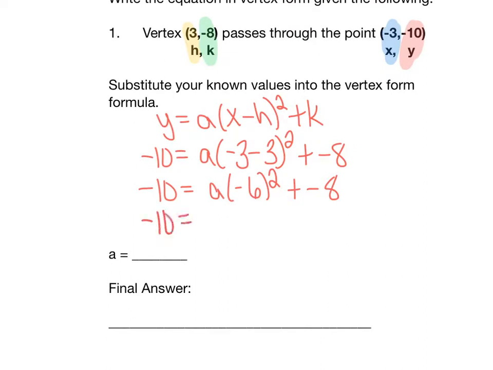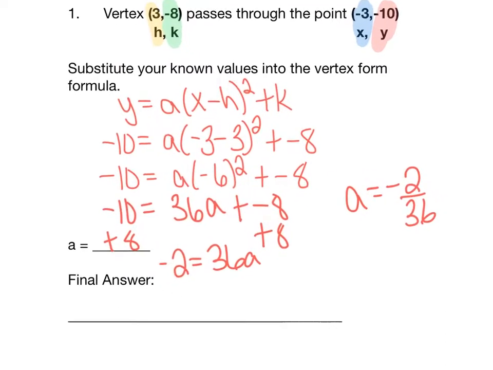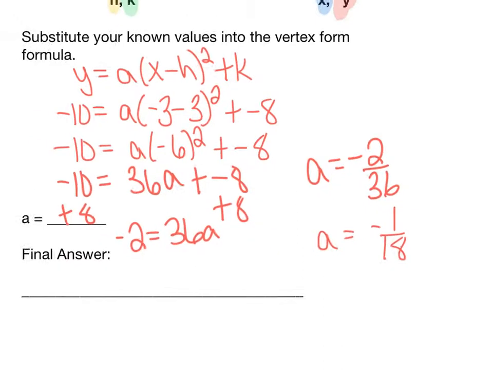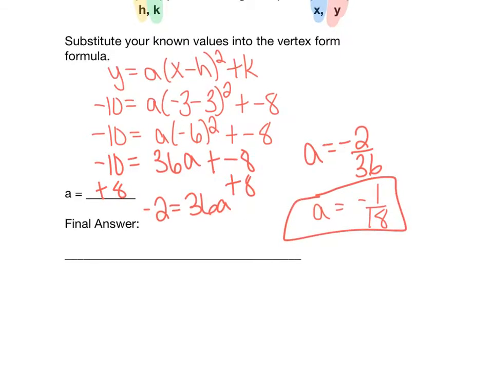-10 equals, if I square -6, squared is 36, so I'm going to go ahead and put that 36 in front of my variable, plus -8. If I add 8 to both sides, I get -2 equals 36a. So my a value is -2 over 36. However, I don't want to write it like that. It needs to be simplified, and it would simplify to -1/18. So my a value is -1/18. Make sure if you have a fraction like that, you simplify it if you can.